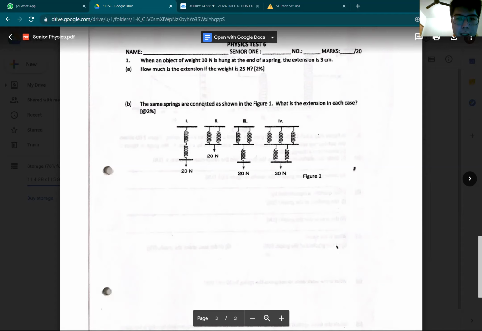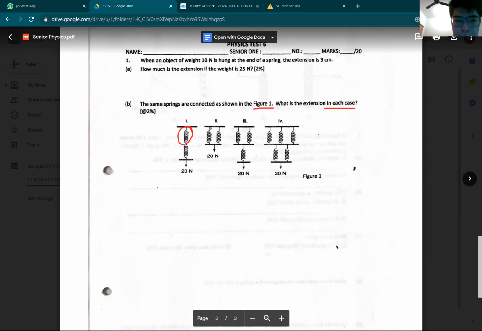Now, the same springs are connected as shown in the figure 1. What is the extension in each case? Meaning that what is the extension in the spring system? Okay, so your first step is you want to calculate the spring constant. Okay, first step, calculate spring constant K.